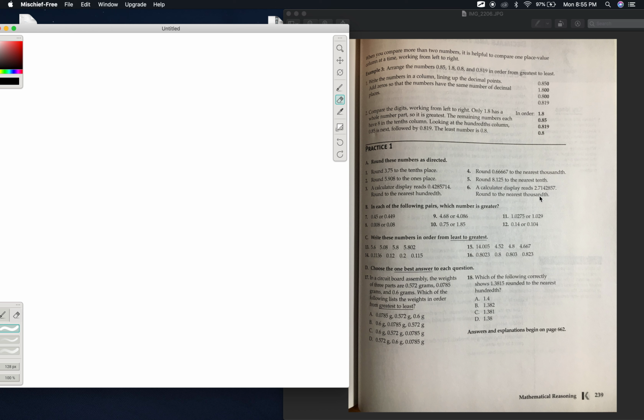So a calculator display reads 2.7142857. Round to the nearest thousandths. Again, tenths, hundredths, thousandths. 4 is the nearest thousandths. So the one after the 4 is a 2, so it's 4 or less. So this would remain the same, and you could remove all of these here. Again, if this number was to the left of the decimal, then you would put the zeros there, but in this case you do not. So this is thousandths place.